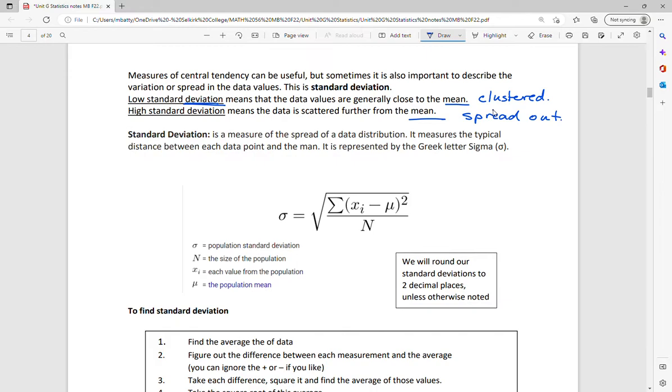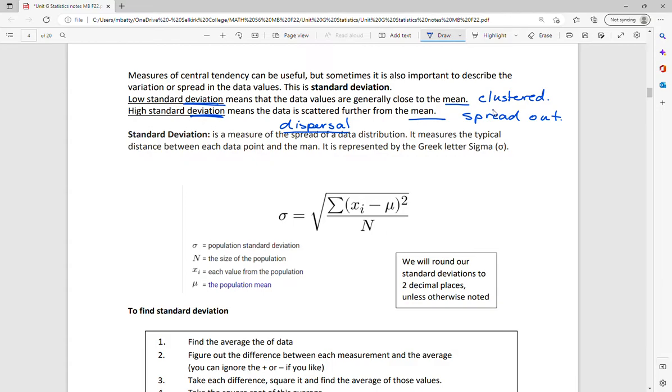And so measuring standard deviation gives us a sense. It describes the data in a numerical way, and we're going to practice calculating these. Now, it is sometimes called the dispersal. That's another word that gets used to describe it. So it's a measure of the spread or the dispersal of the data.